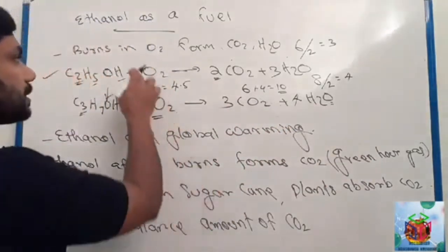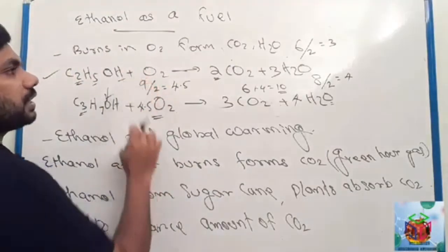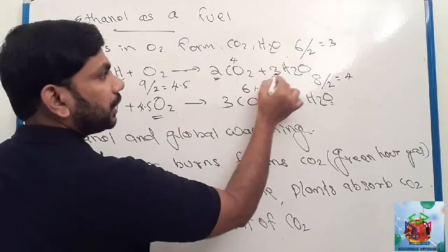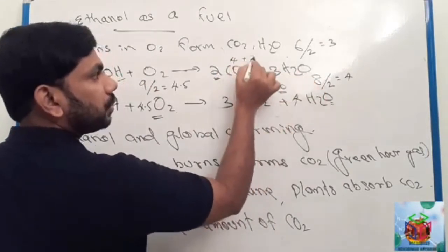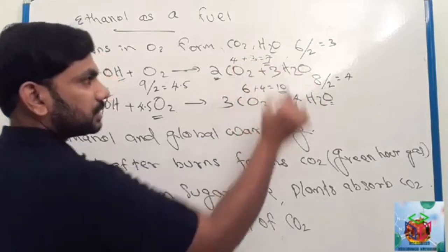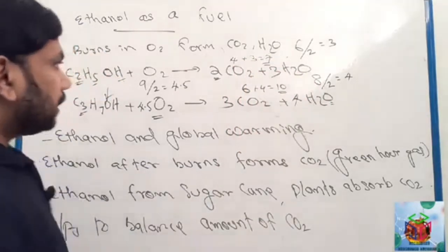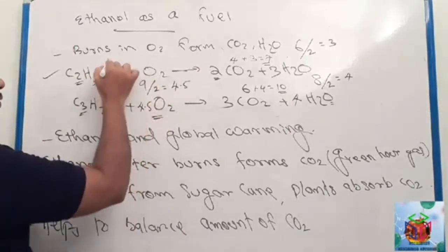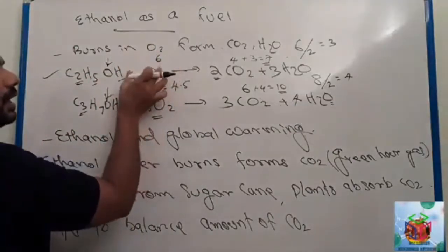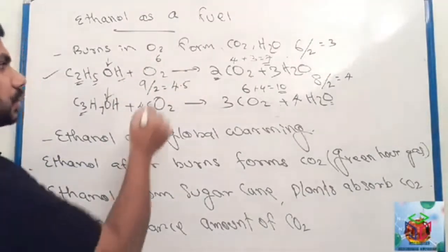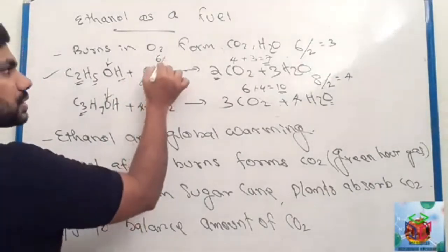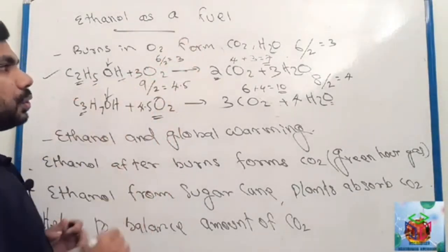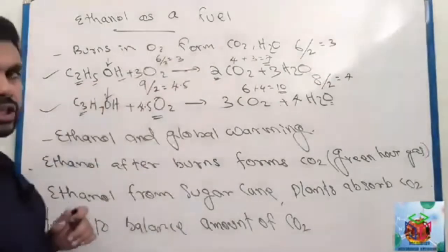Clear? To balance the oxygen in the first example: 2 times 2 is 4 oxygen, and 3 H2O means 3 oxygen. Total 7 oxygen. On the left hand side we also need 7 oxygen. There is already 1 oxygen, so we need 6 oxygen. Here it is O2, so 6 divided by 2, it will be 3 O2. So you can balance this type of equation.